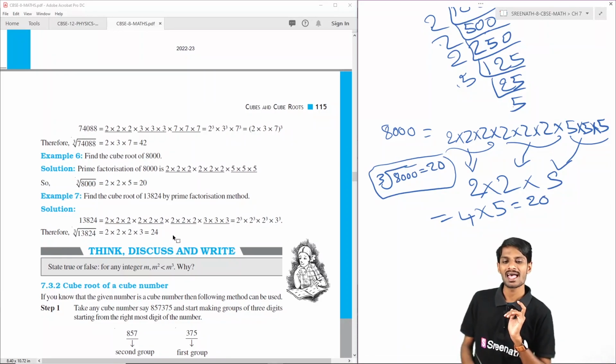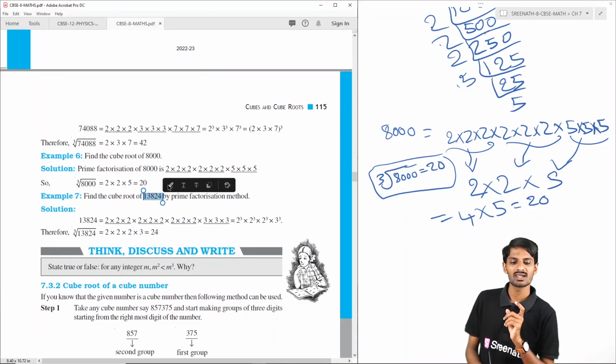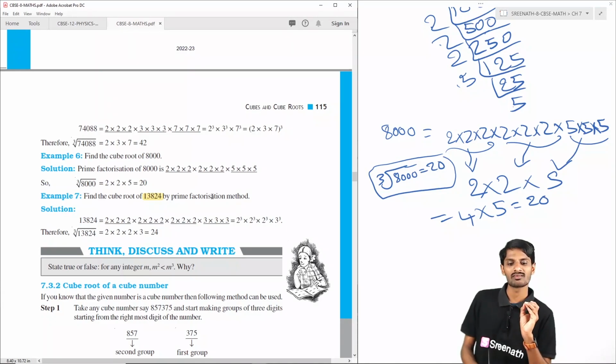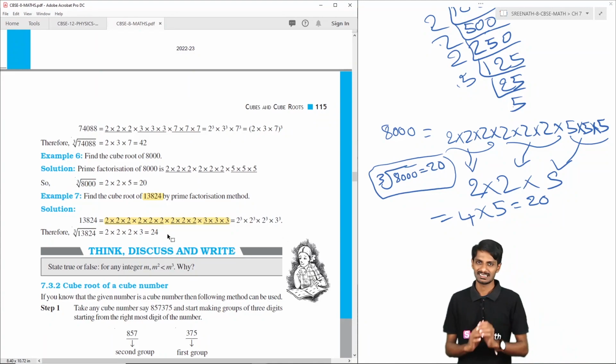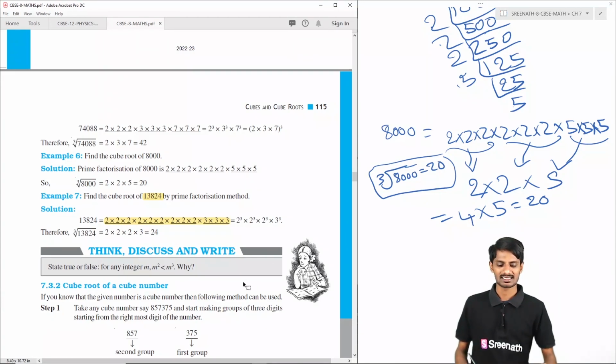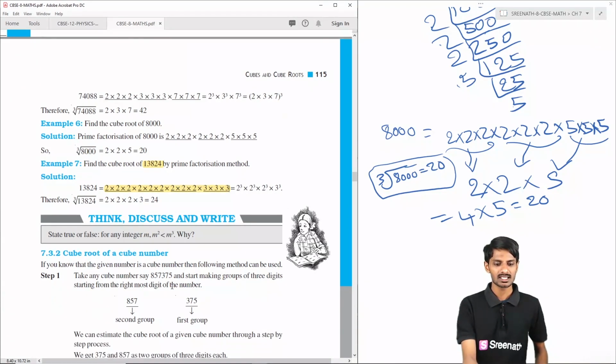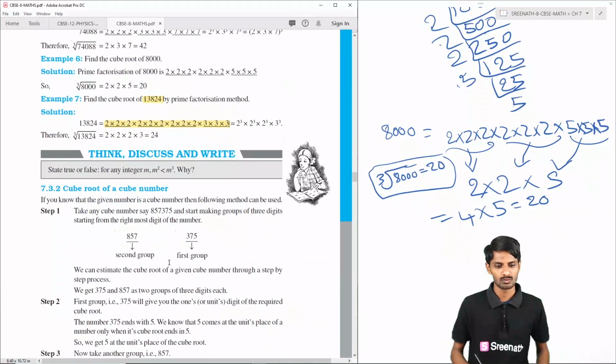Can you do it the same way for 13827? You can. First do the prime factorization, find it and check it with this number. If it is the same as your prime factorization, go ahead. Make groups of 3. Out of these 3 take 1, out of these 3 take 1, and so on, and multiply them. You will get the answer. That's it, friends. So simple it is. Next thing is cube root of a cube number.